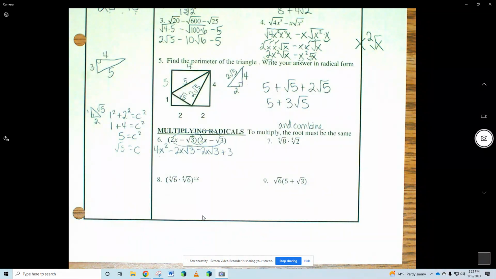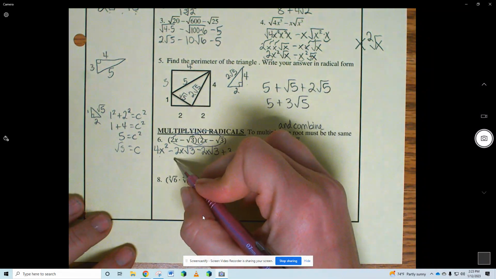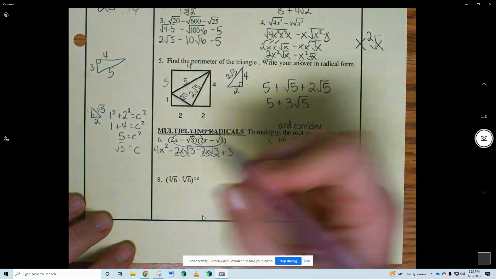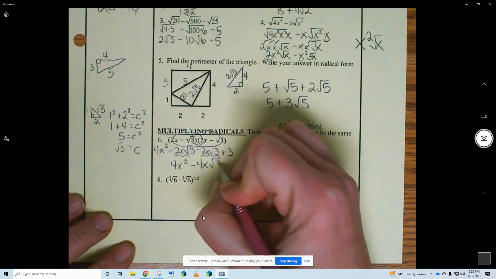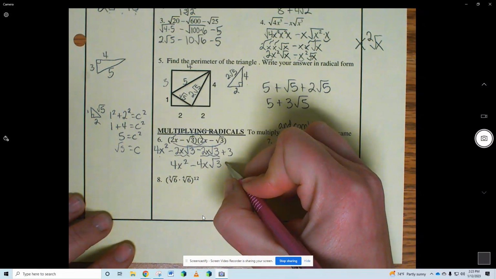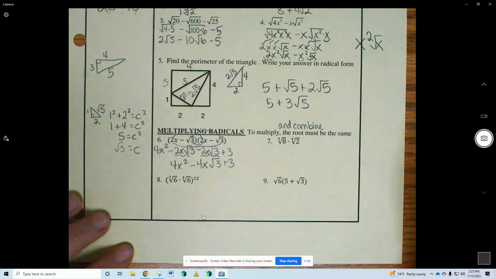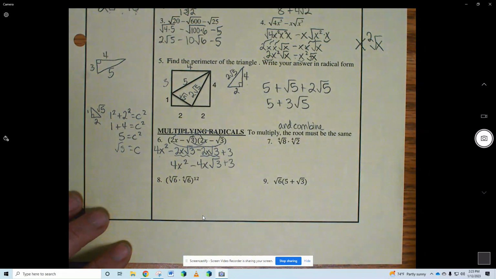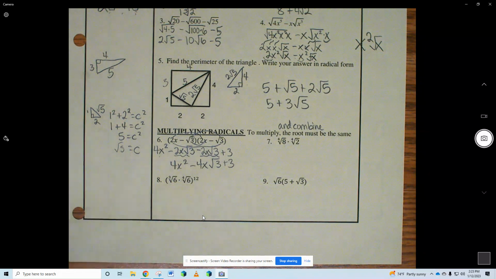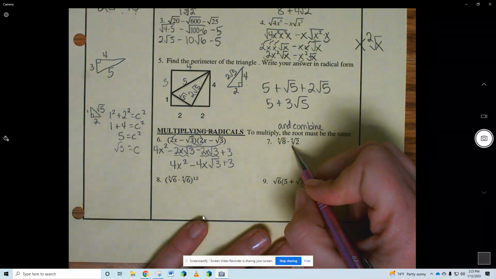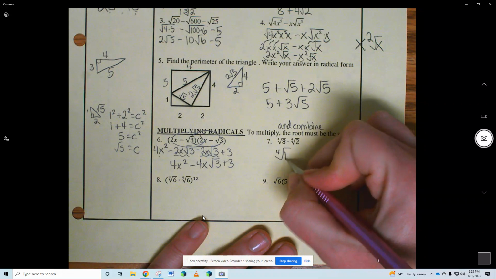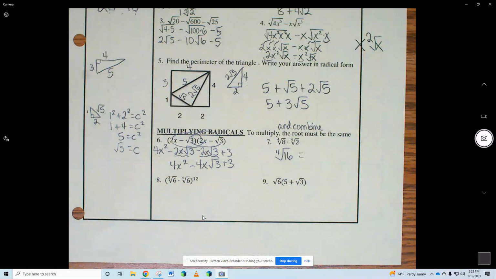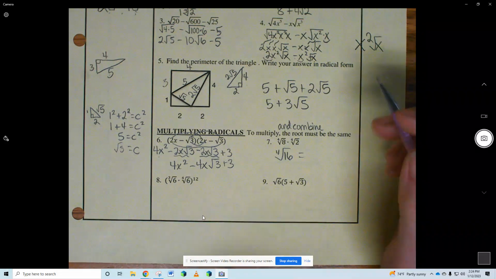Anything that I can put together? These right here in the middle, yeah. 4x squared minus 4x rad 3 plus 3. Okay. These have the same root, so it's the fourth root of 16. Is anything the fourth root of 16? 2.